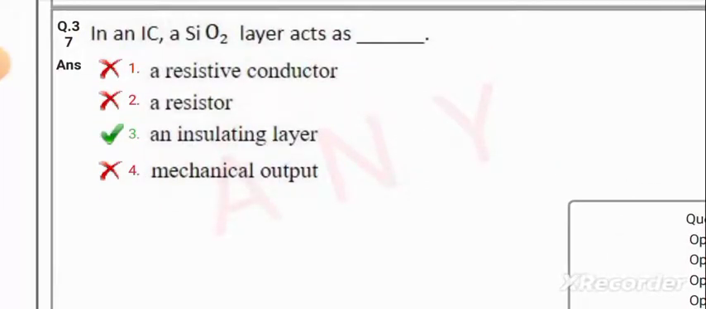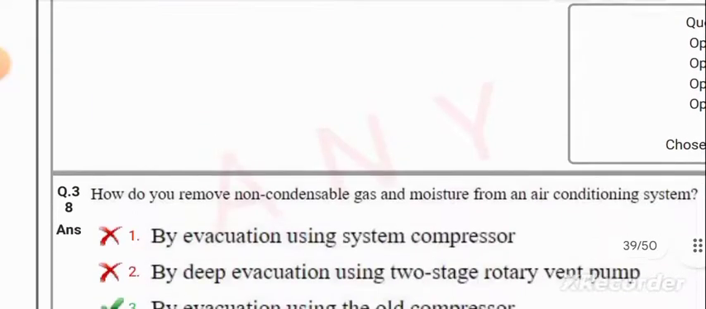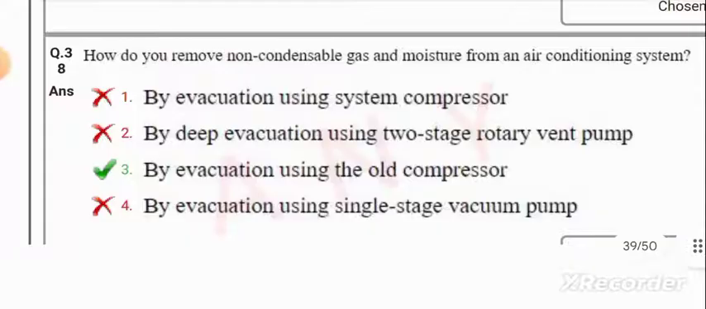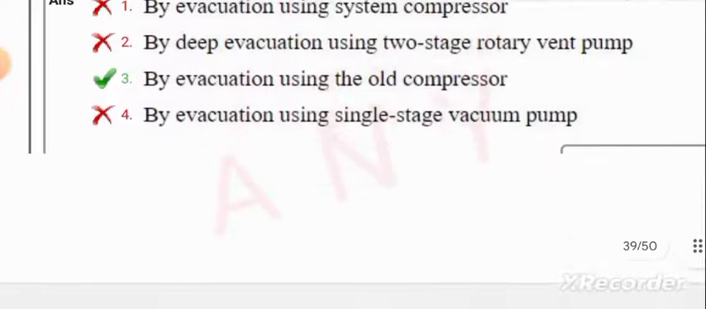In an IC, a SiO2 layer acts as an insulating layer. How do you remove non-condensable gas and moisture from an air conditioning system? By evacuation using the old compressor.